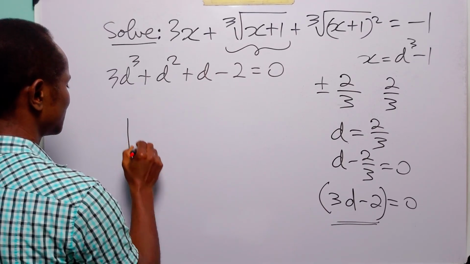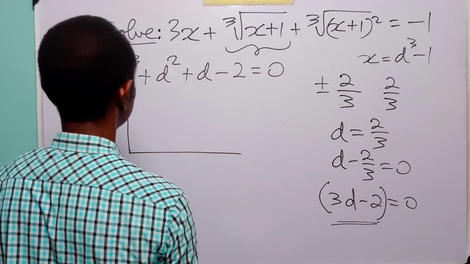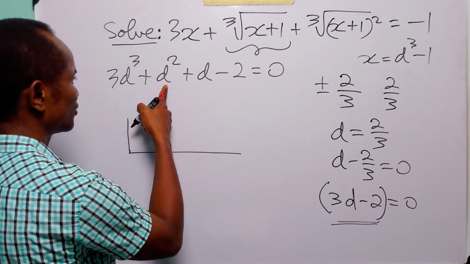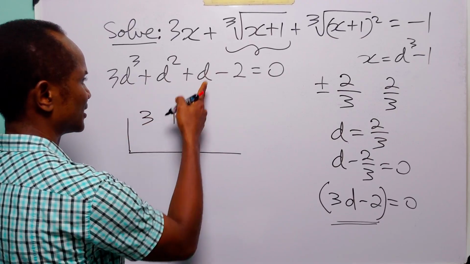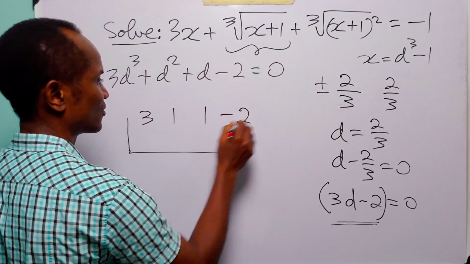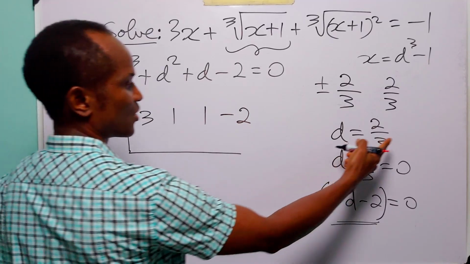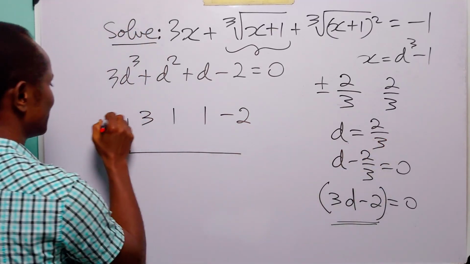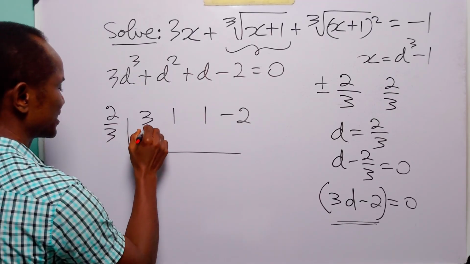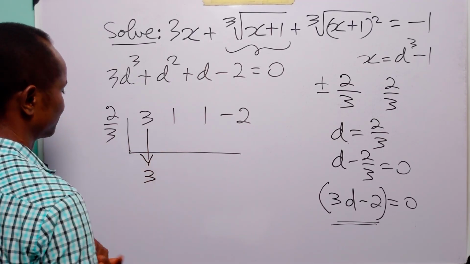So we draw our L. The coefficient of d cubed is 3. The coefficient of d squared is 1. The coefficient of d is 1. And the constant term is minus 2. Of course, we are dividing by 2 over 3. Now we bring down 3.